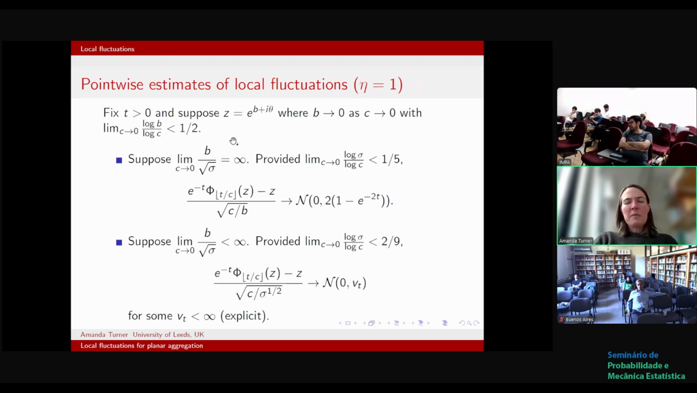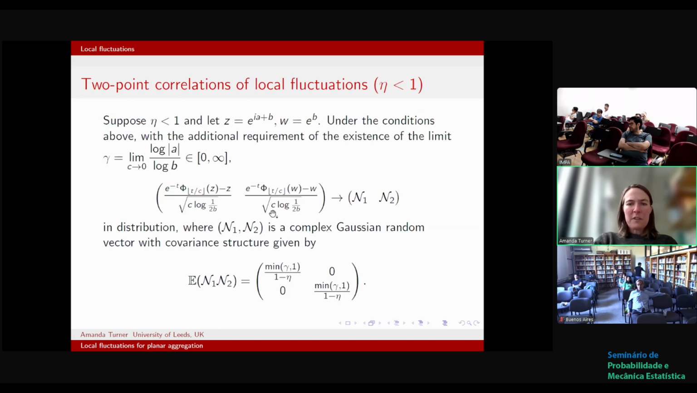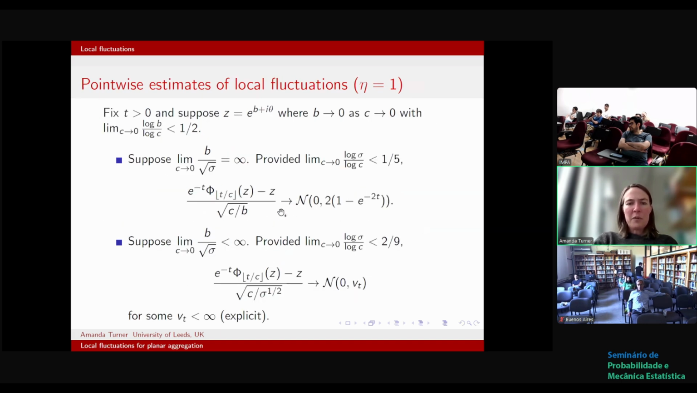That if we look at a local limit where the radial distance tends to 0, strictly slower than root sigma, then we have to rescale by c divided by that radial distance. So you can see the scaling factor is different to the log scaling that we did before. But even more surprisingly, if b tends to 0 faster than root sigma, then the scaling factor of the fluctuation actually doesn't depend on b at all. It only depends on sigma.